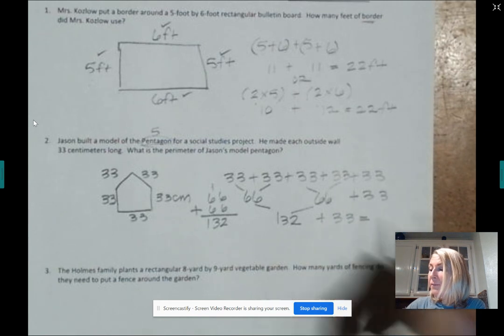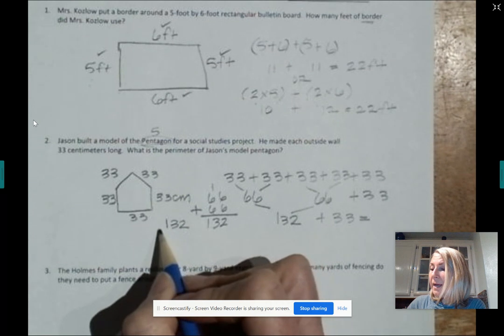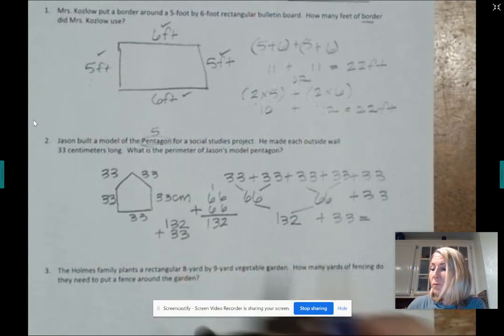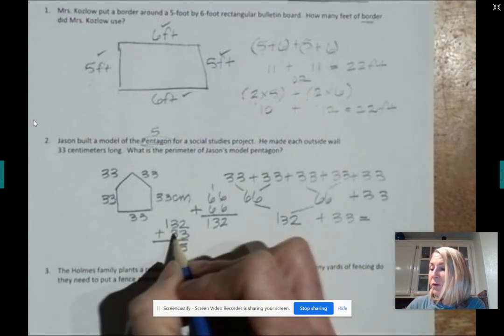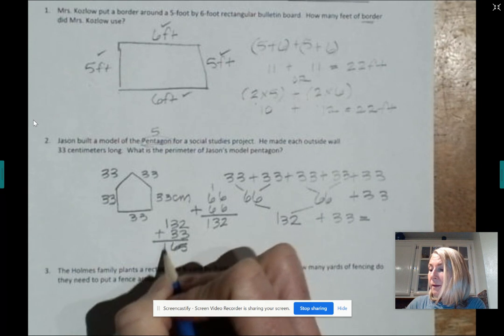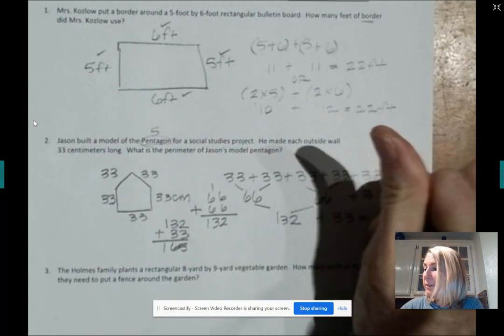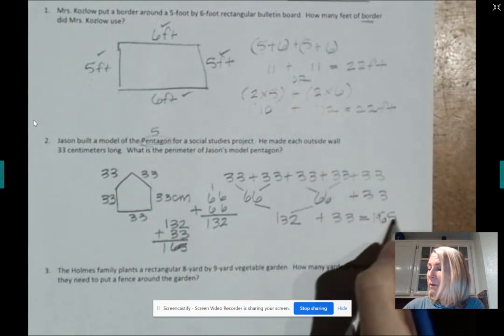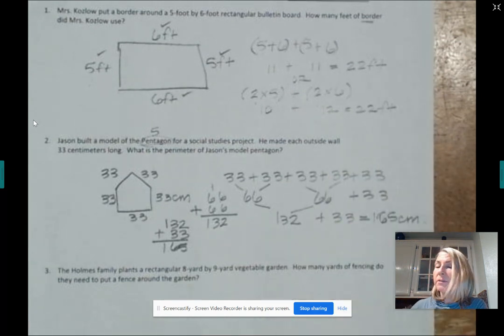So now I'm going to go ahead and take this 132 and add on my 33. Save a little bit of room because I do want to show you another strategy, because some of you are really going to like it and probably want to use it. So 165. 165 centimeters is the perimeter of this pentagon.